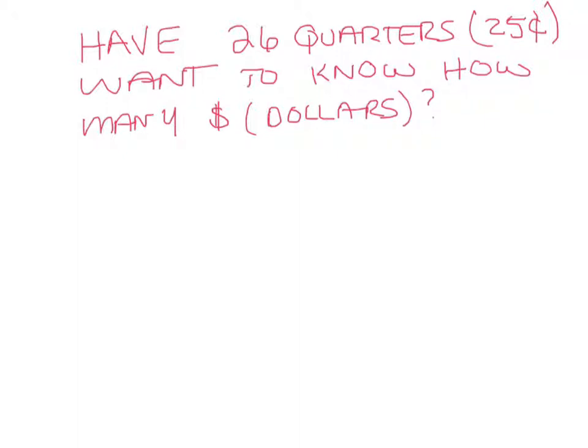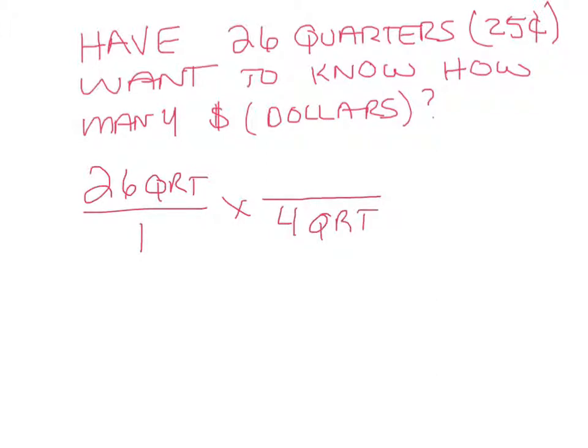So let's write that down right here. 26 quarters. I'm just going to abbreviate it QRT so I don't have to write everything out. And I always put that over 1 just to make sure I'm doing it right. And then I know that there are 4 quarters in $1. So let me write that over here. There's 4 quarters. And then on the top here, I'm going to put, in a different color, $1. Okay, and that's going to give me the number of dollars, right?